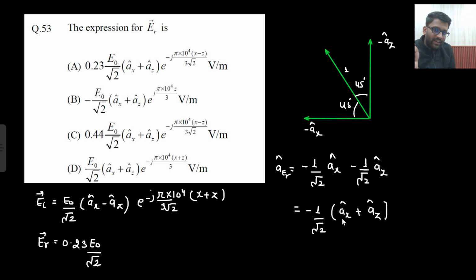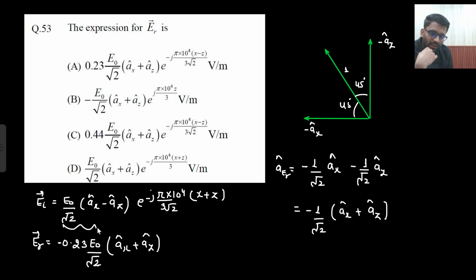What is the direction of the reflected electric field? Look, here the thing is, the direction of the reflected electric field is in minus AX cap plus AZ cap, but along with that a minus sign will also come here. Are you getting this point? Along with that a minus sign will also come here.